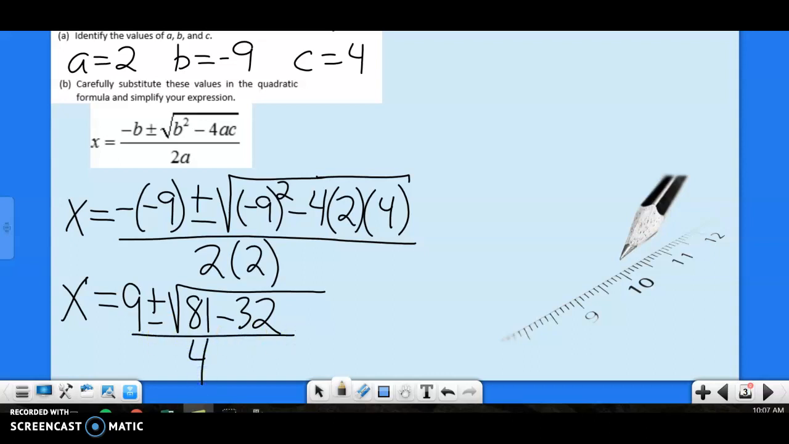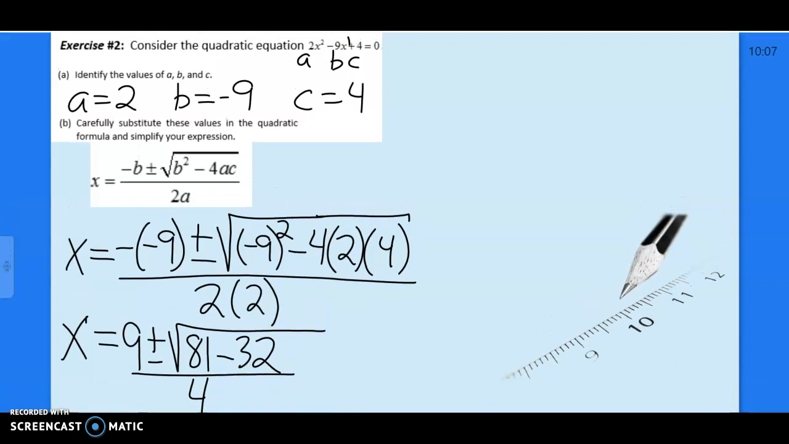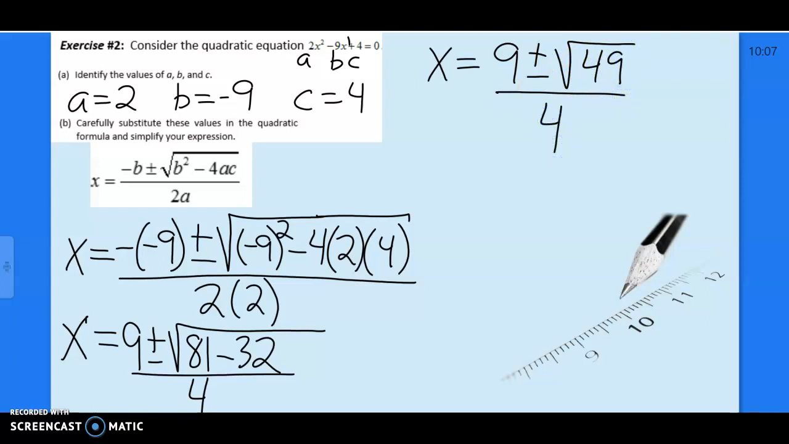So I've simplified this a little bit using order of operations. I keep it going, and I've got +9 plus or minus. Let's go ahead and subtract inside the square root of 49 over 4. And some of you are like, oh, I kind of like that. I kind of like that number inside the square root better than I did the other one.